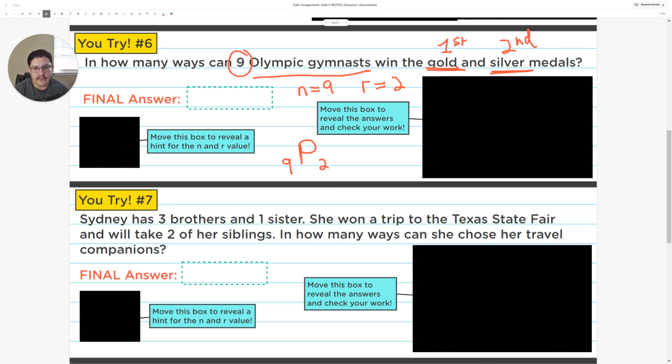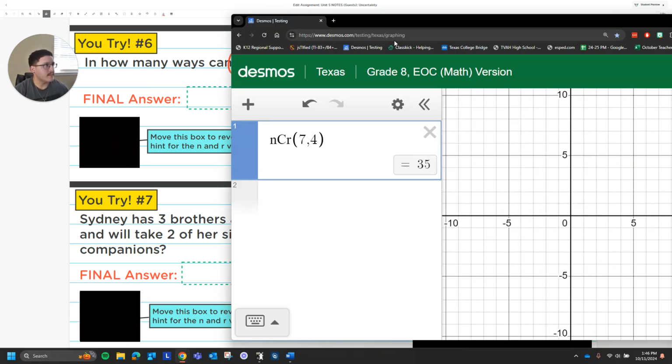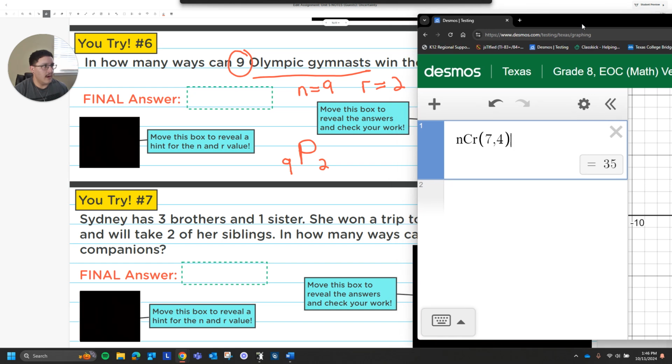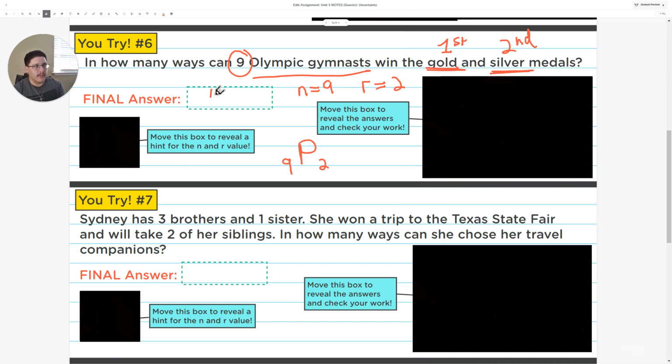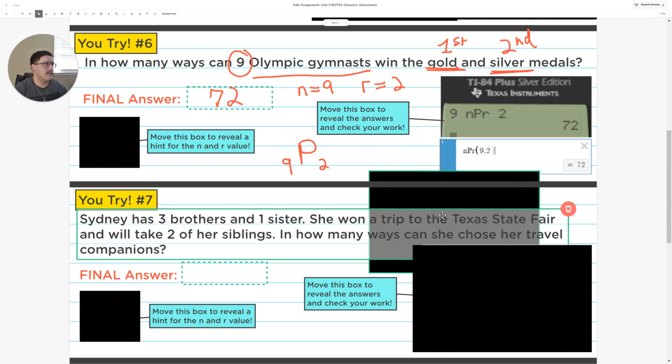Now, to type this into Desmos, simply type n capital P r parentheses 9 comma 2. There we go. And we have 72 different ways of choosing first and second place for this Olympic event. So there are 72 outcomes for this event. There's your answer.